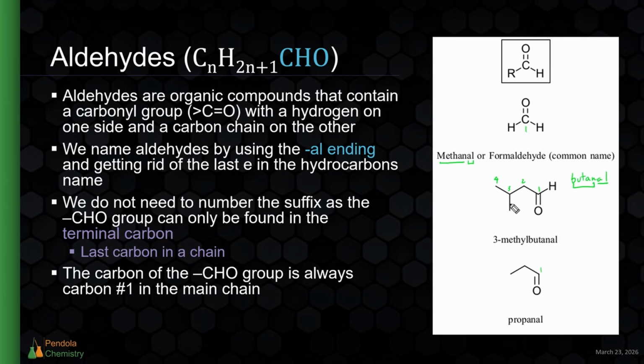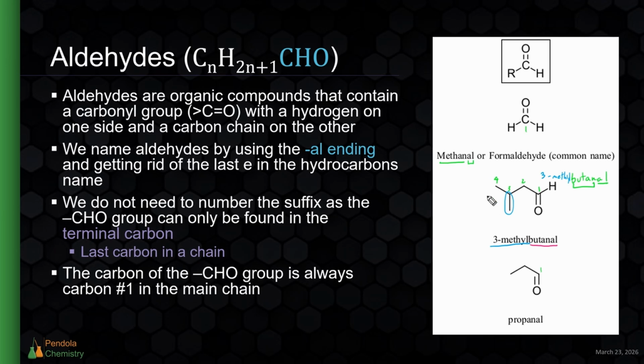And then we have a methyl group on carbon 3. So because of that, we will need to attach that to this. So it will be 3-methylbutanal. The 3-methyl comes from the side group, and then the butan comes from the backbone, and the -al comes from the fact that it's an aldehyde.